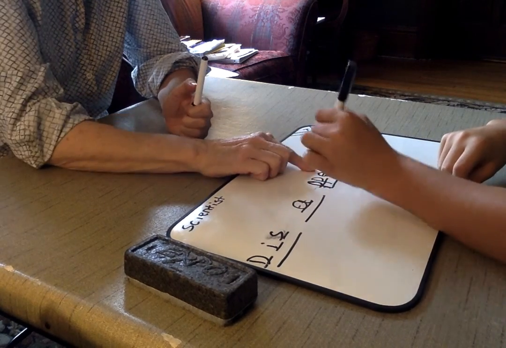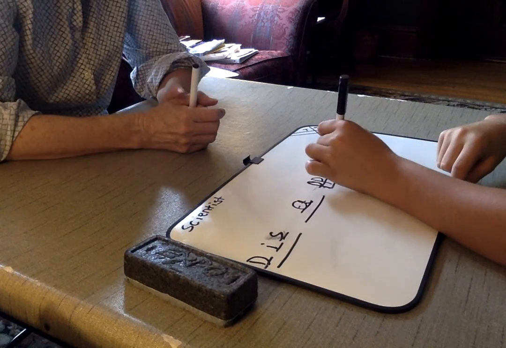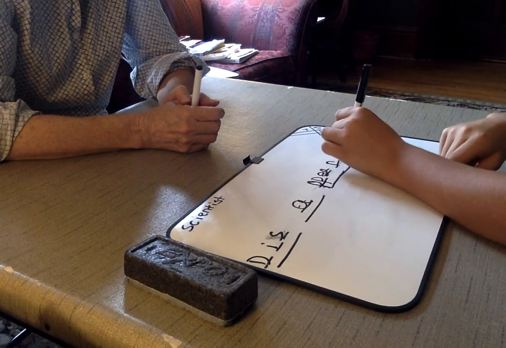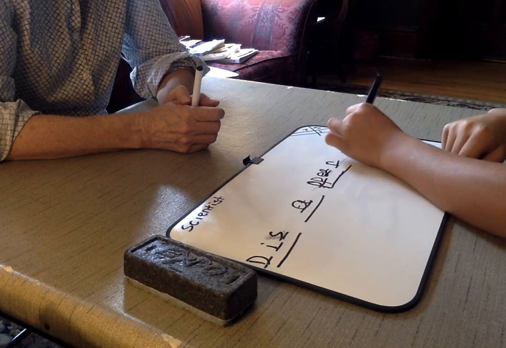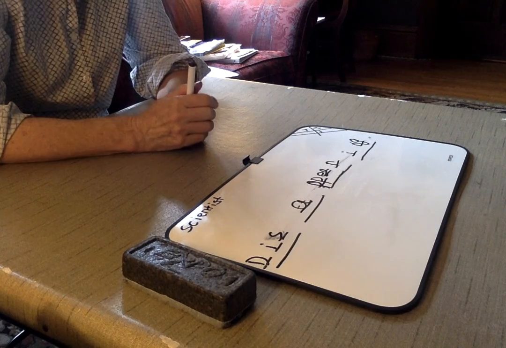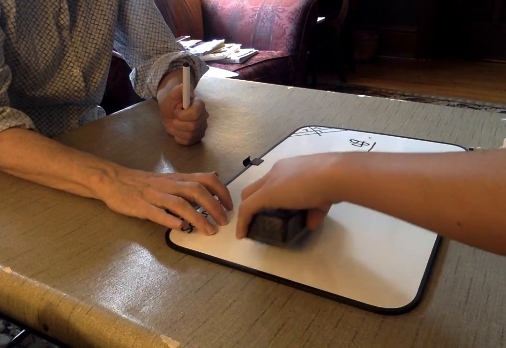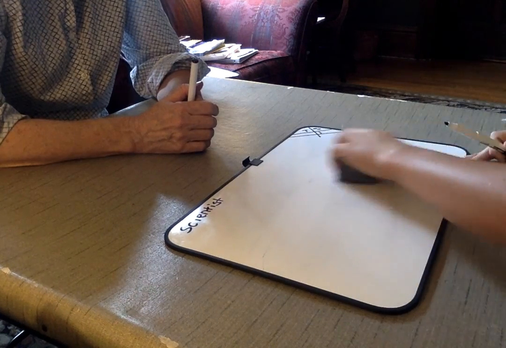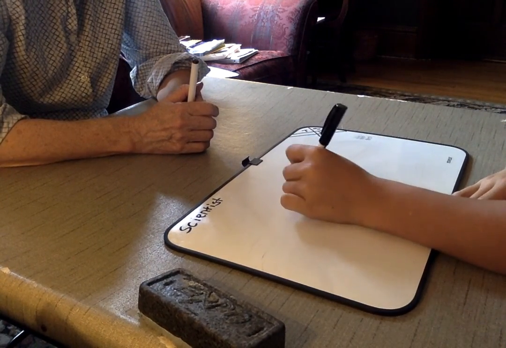Ear. E. Good job. Disappearing. All right, good spelling. All right, erase the whole board. We don't erase scientists. Erase all the word. Now write disappearing the way you would on the spelling board.